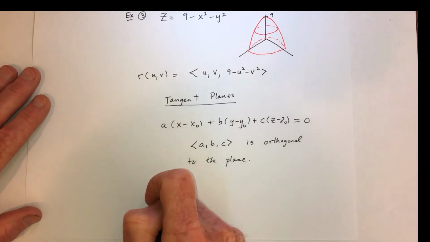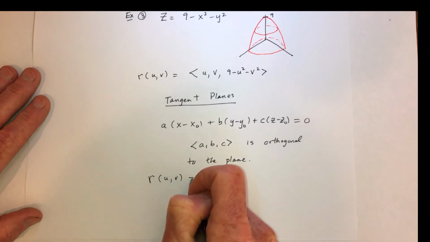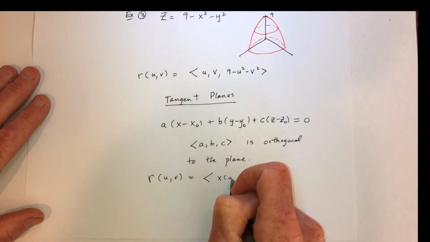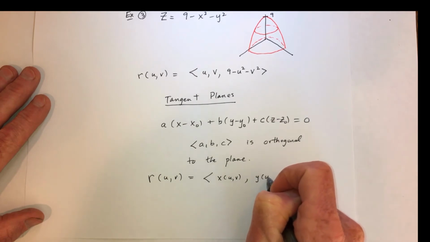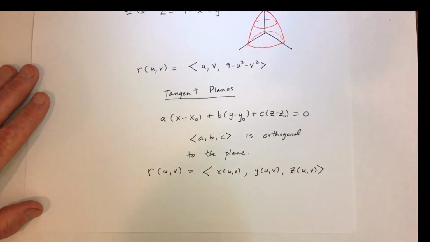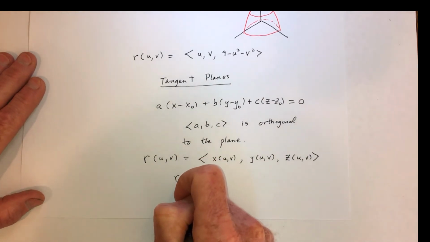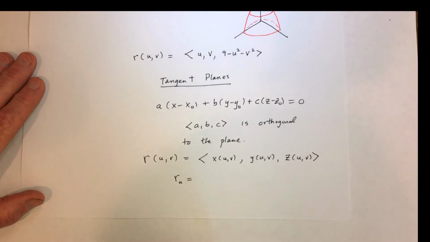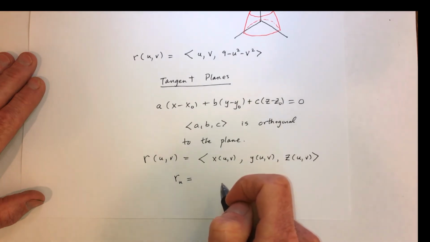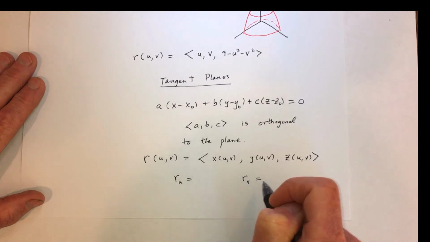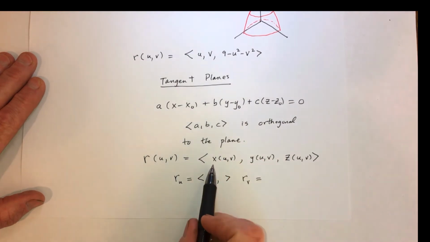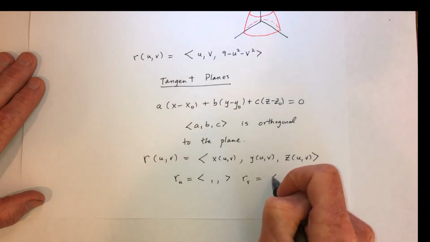Well, if you have a function r and it's been parameterized with u and v, then you would have the x part, which is a function of u and v. You'd have the y part, which is a function of u and v. And you'd have the z part, which is a function of u and v. So if you take the derivative, there are actually two derivatives to consider. There's the derivative with respect to u, and then there's also the derivative with respect to v. Each one of these is a vector valued function where you took the derivative of each component, and so you have these two vectors.